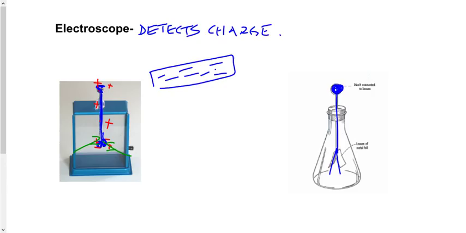Does that make sense? If I take this negatively charged object away, what's going to happen? Well, they're going to go back to the way they were, and the electrons are going to scatter around randomly again, and those pith balls are going to come back together. Not because they're attracted together, but just because gravity is pulling them down.